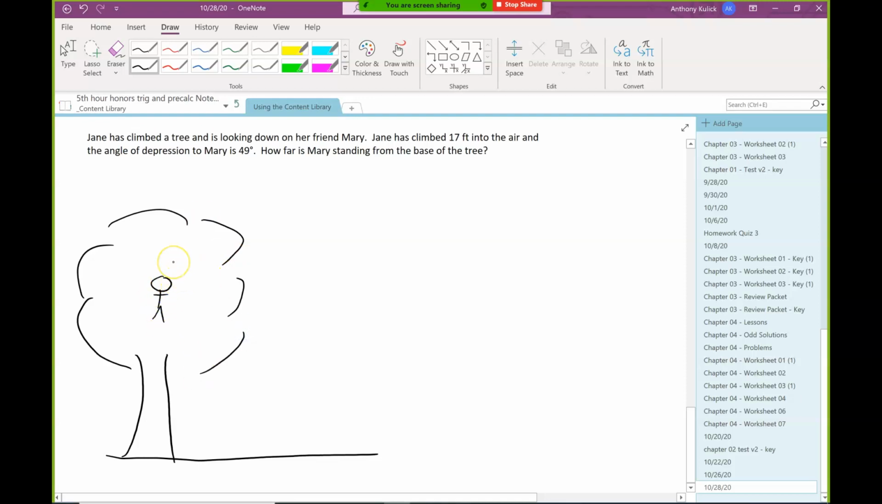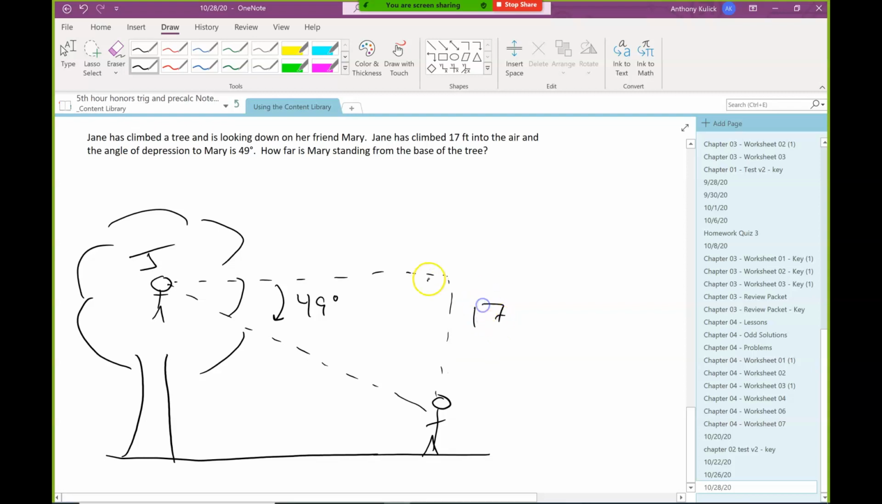So here's Jane up in the tree. And here's Mary standing on the ground. We're given that our angle of depression is 49 degrees. And the height of this tree is 17. And we're asked how far is Mary standing from the base of the tree, so we're looking for this side here.